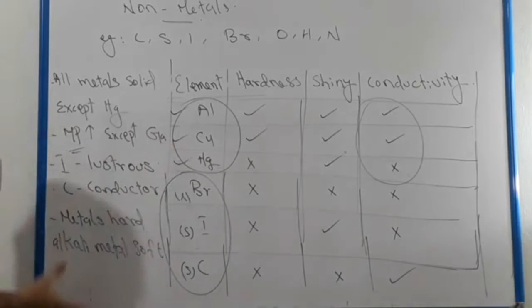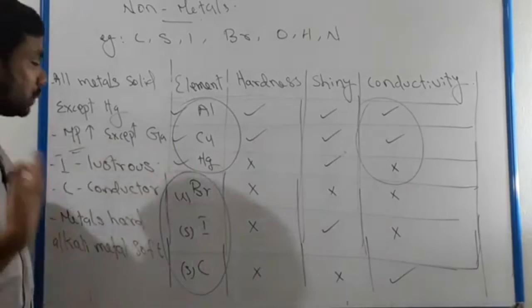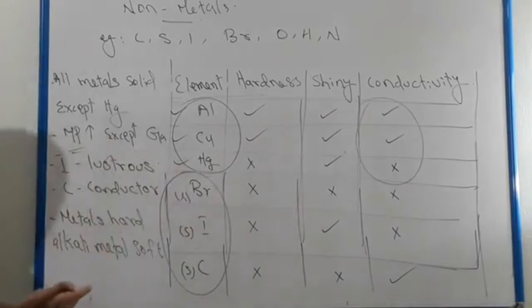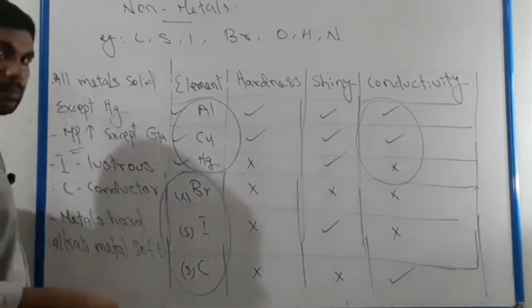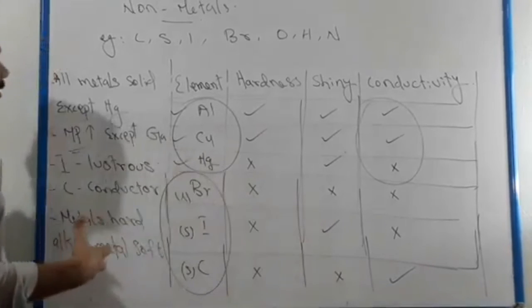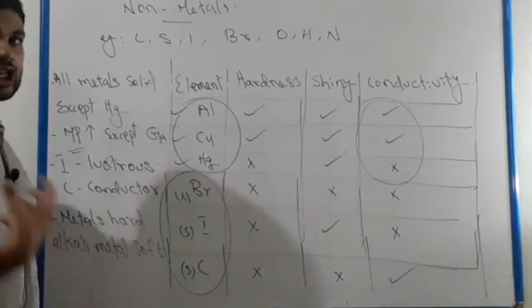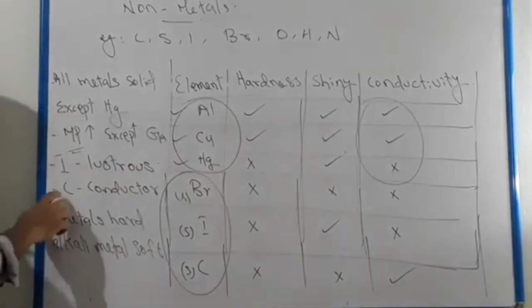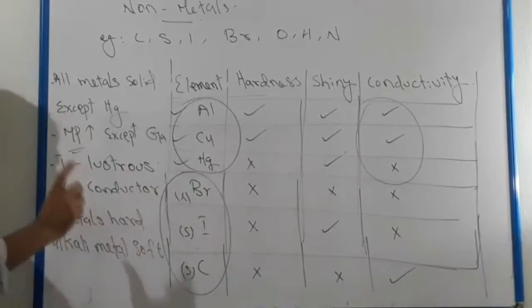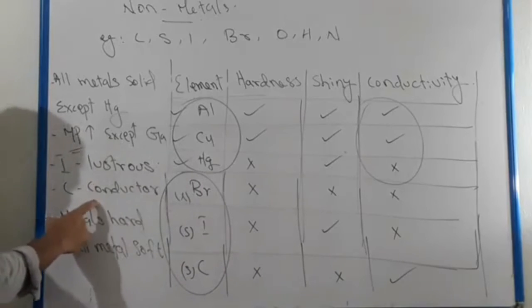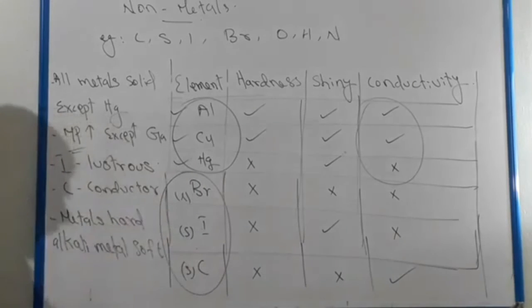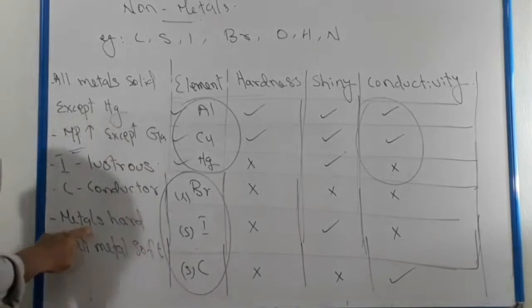And we are talking about another, iodine, which is a non-metal. We know non-metals do not produce shine; they are not shiny. But iodine is lustrous. Iodine lustrous means iodine shines. Iodine is shiny. And we know all non-metals are poor conductors of electricity, but carbon in the form of graphite is a good conductor of electricity.